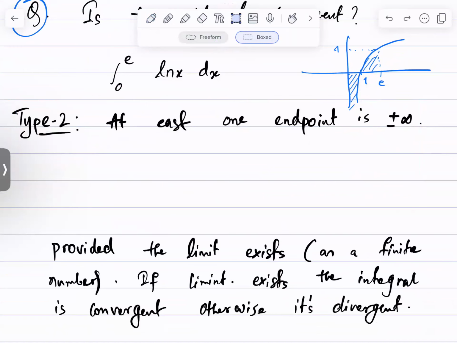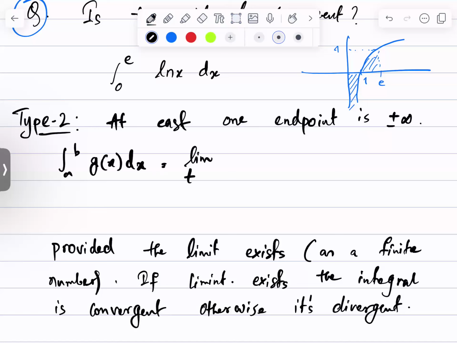Let us discuss type 2 now. In type 2, you have at least one endpoint with positive infinity or negative infinity. To deal with that, say, for example, if you have the integral from a to infinity of g(x) dx, then you will write the limit as t tends to infinity of the integral from a to t of g(x) dx.